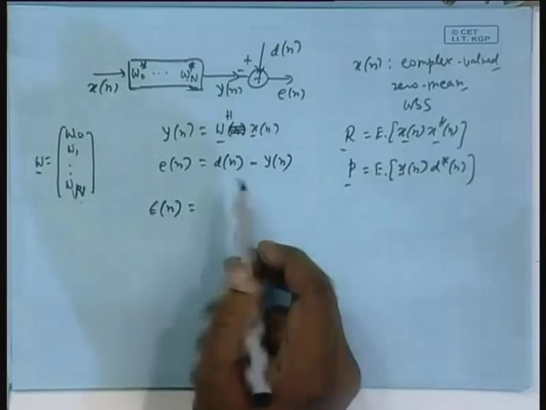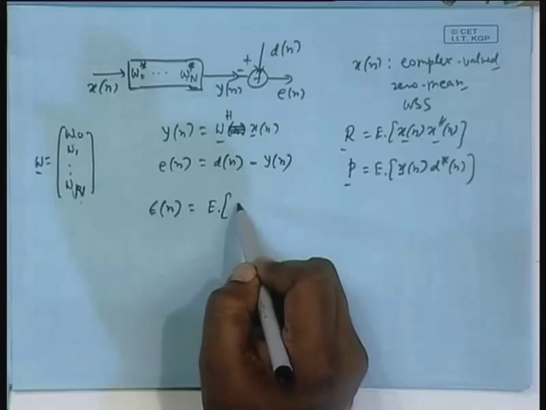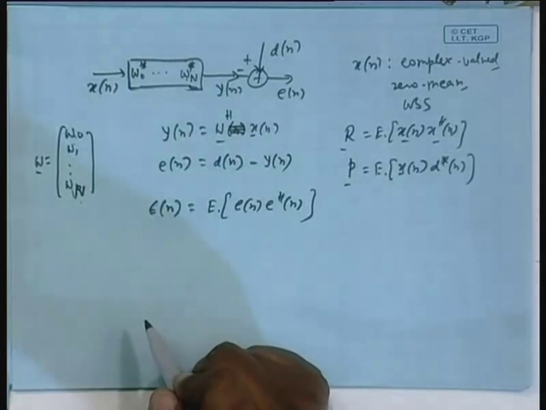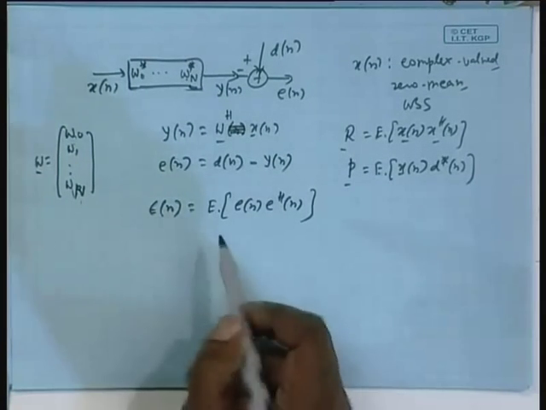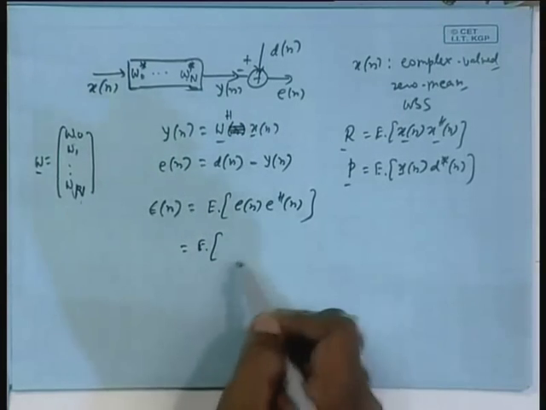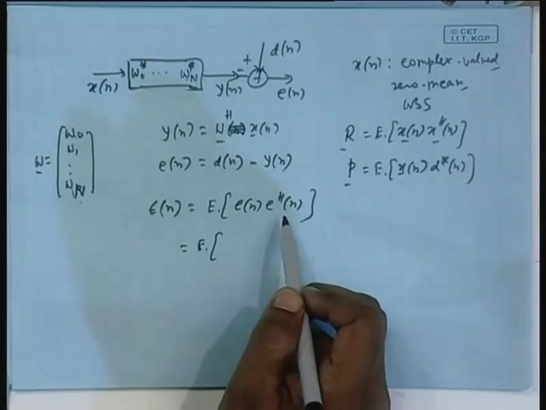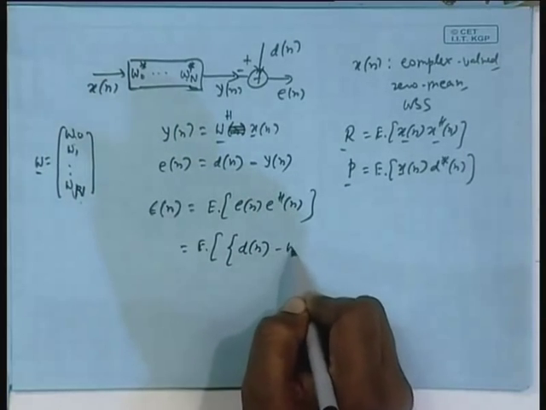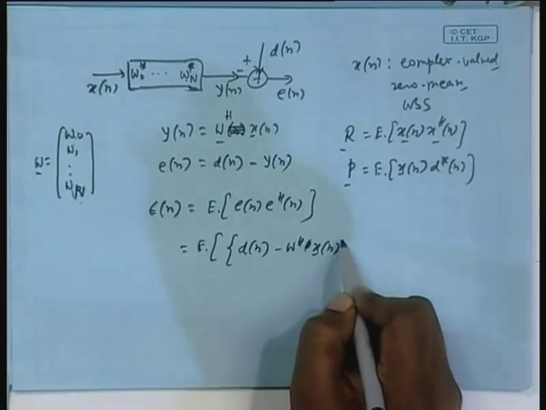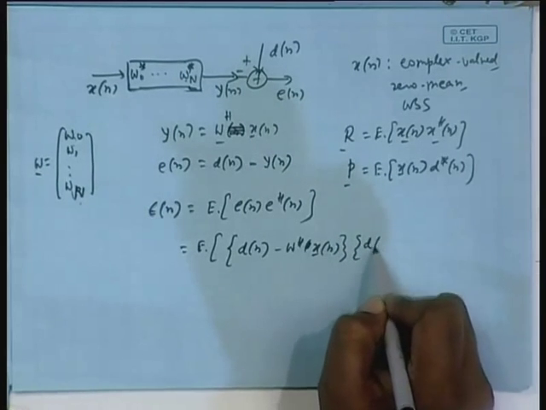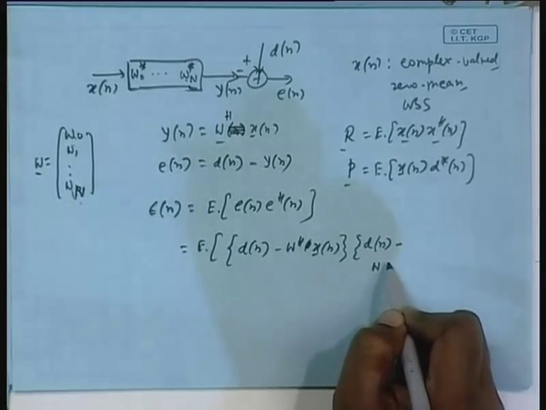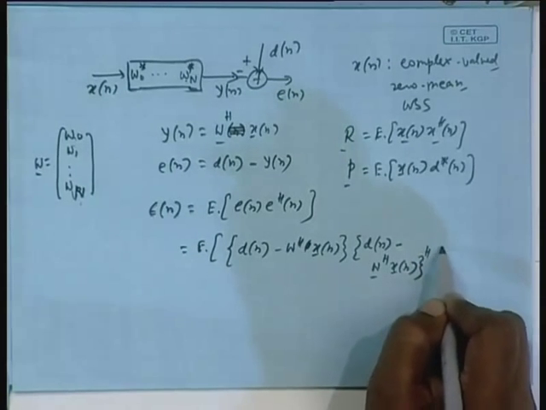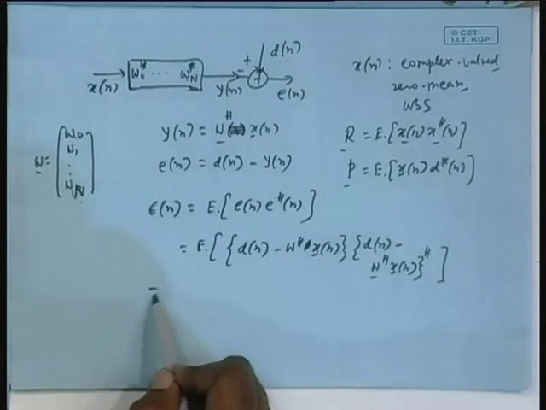Epsilon n, this time is not e square, this time it will be mod e n square because it is complex, and mod e n means e e Hermitian n. Mod e n square is a scalar number, so e n e star n is the same as e n e Hermitian n. And now we have got the same quantity with Hermitian, and now expand.